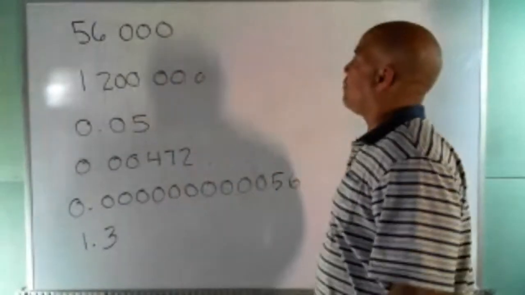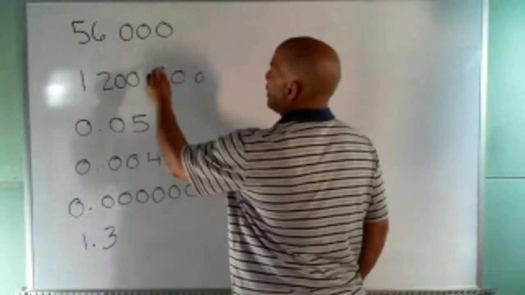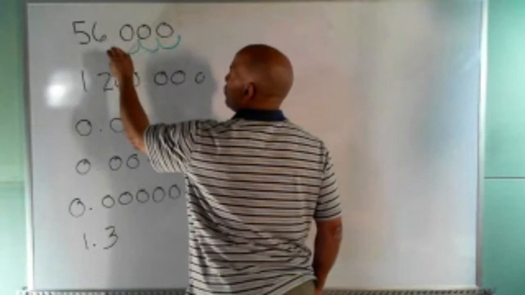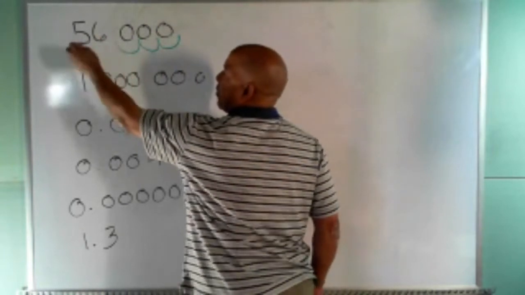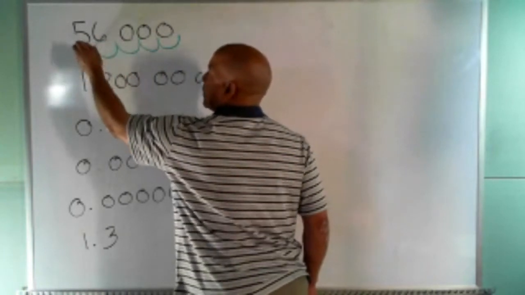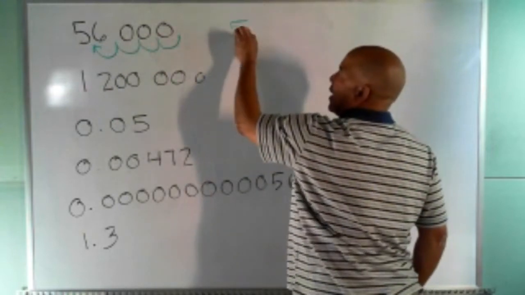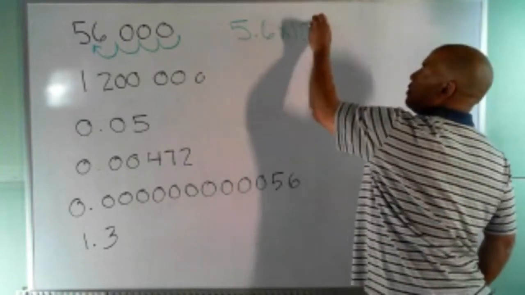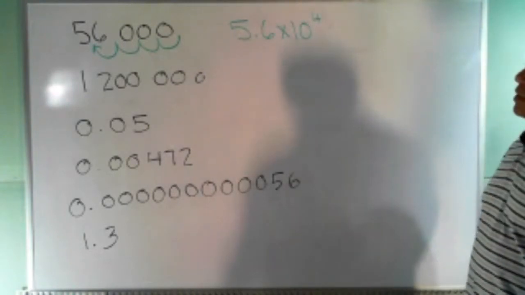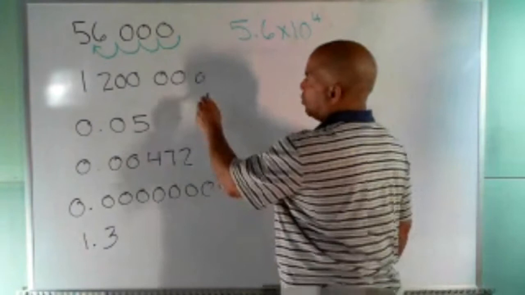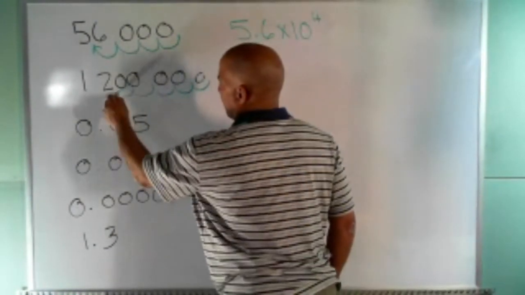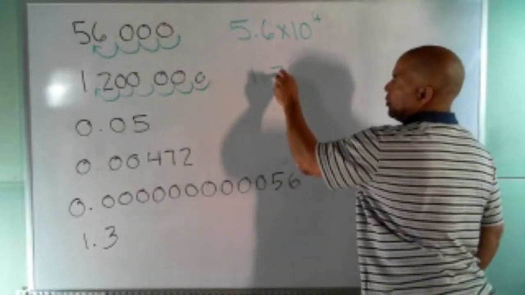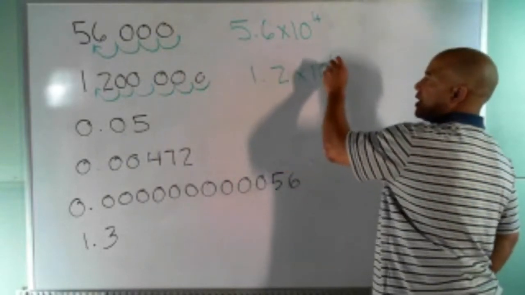By now you should have done the first one. I look at my decimal point. I got to move it over. One, two, three. I can't stop there because I got to have one place left of the decimal. So I got to go four times. So this will be 5.6 times 10 to the 4, which you should have got for that one. And then this one, I got to move it over. 1, 2, 3, 4, 5, 6 to get there. This is 1.2 times 10 to the 6 in scientific notation.